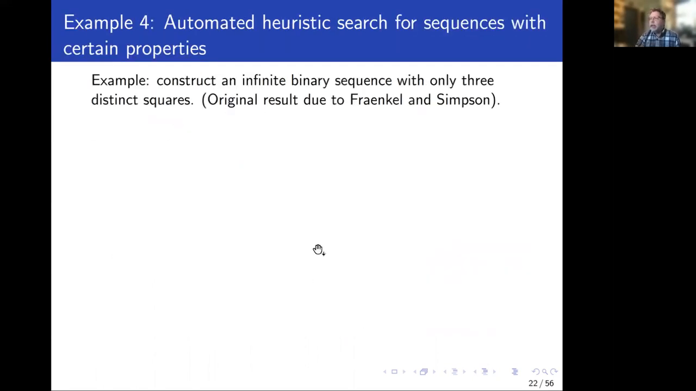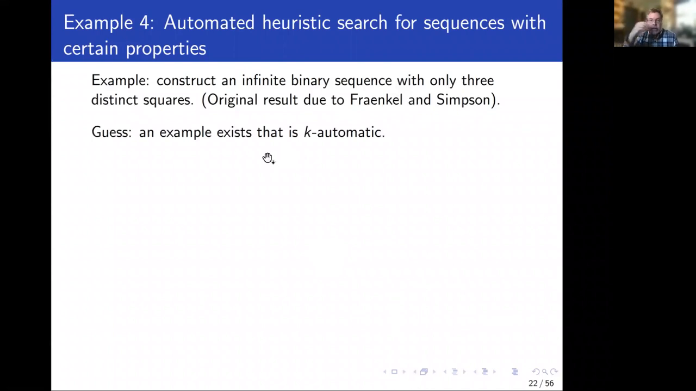All right, let's look at the next example. This one combines Walnut with automated heuristic search. I really like this, and I hope it will be useful to some people. You want to construct an infinite word with some property, for example, an infinite binary sequence with only 3 distinct squares. This was studied by Fraenkel and Simpson. They constructed one in a rather difficult way, very ingenious, but still difficult. Now let's guess that there's some example of this that's k-automatic for some k.